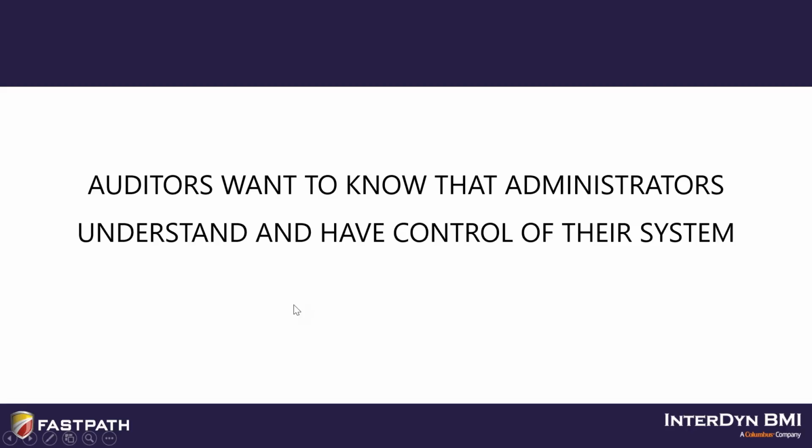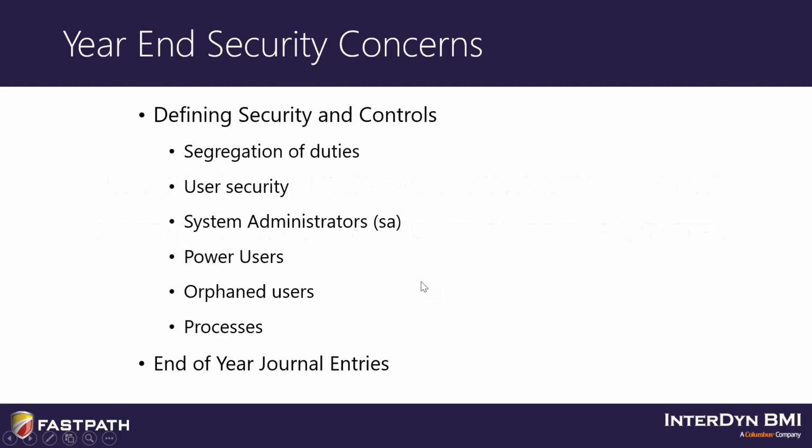Okay, so our agenda is we're going to define security and controls first off. What does that mean exactly, and what are we going to take a look at? And then within security and controls, we're going to talk about segregation of duties, user security, different administrative type of users within GP, orphaned users, and some process controls. And then lastly, we're going to talk about end-of-year journal entries, because what I want to do is focus on those areas where the auditors are going to be looking, where they're going to be focusing their magnifying glasses. Okay, so that's what we're going to do today.